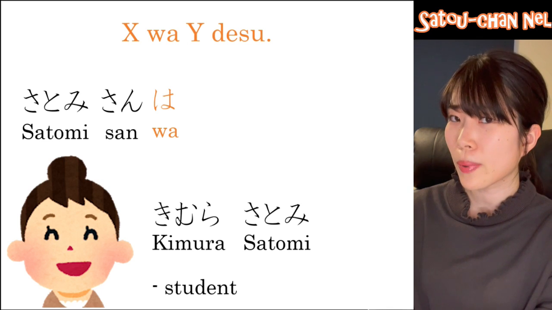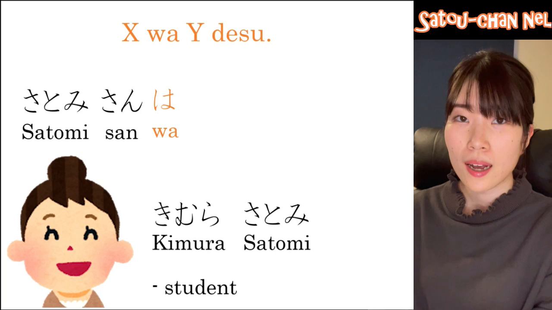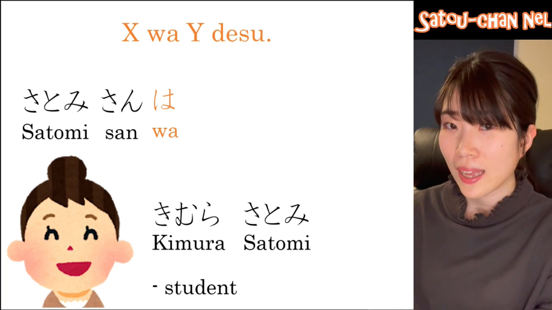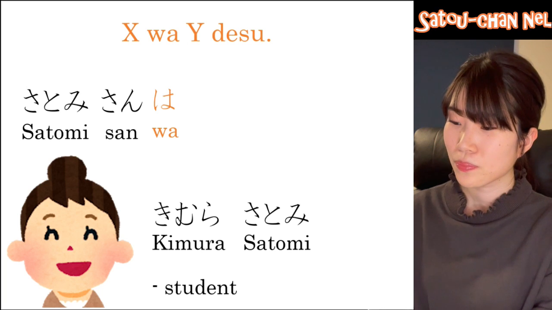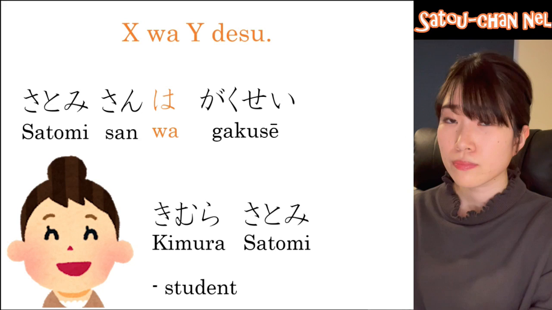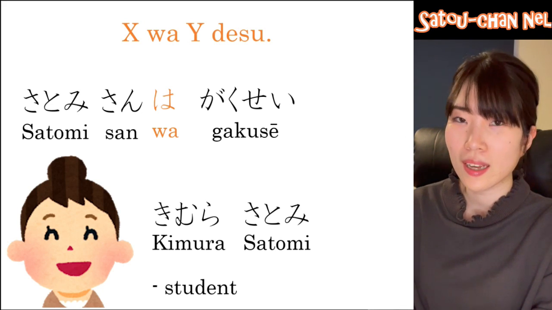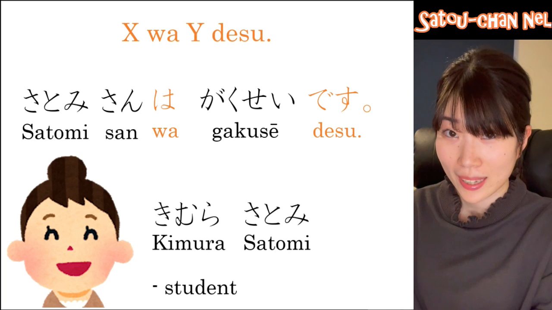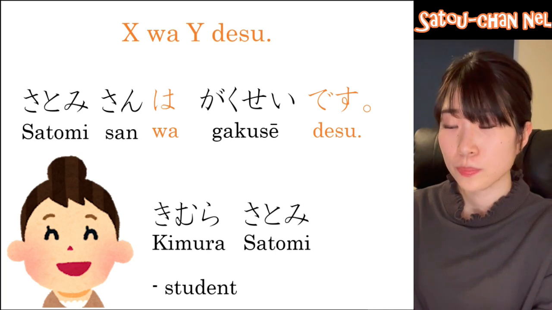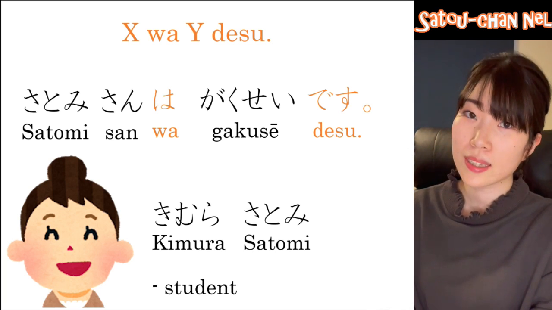Student in Japanese, how do you say? Gakusei. Satomi-san wa gakusei. And then don't forget to add this at the end: desu. Satomi-san wa gakusei desu. Satomi is a student. Gakusei desu.